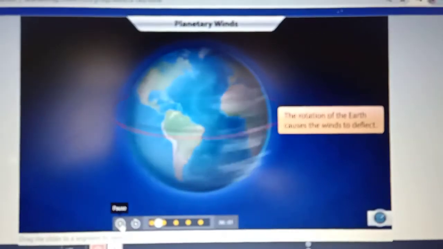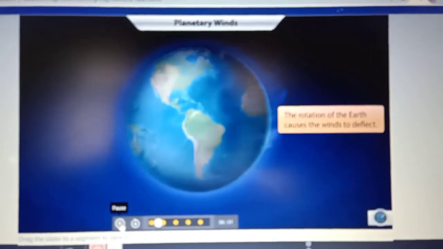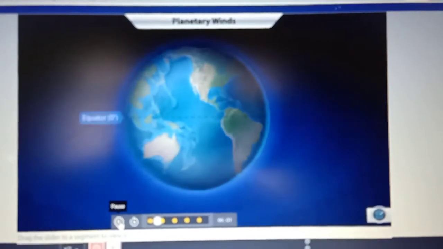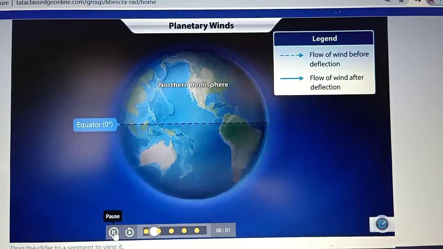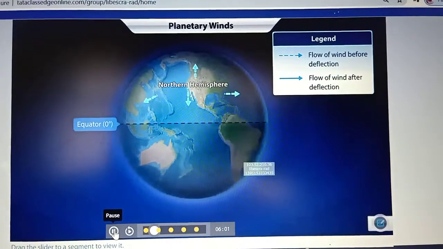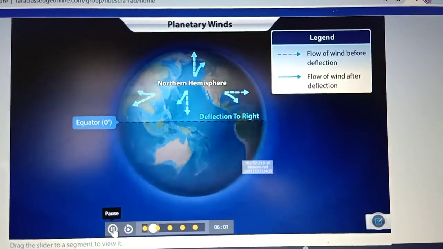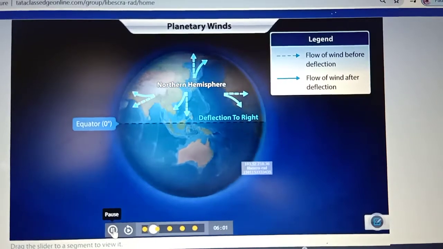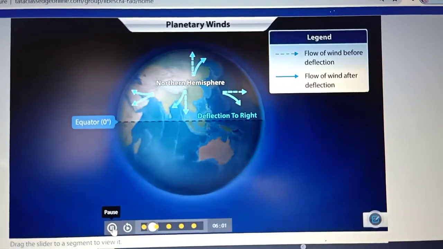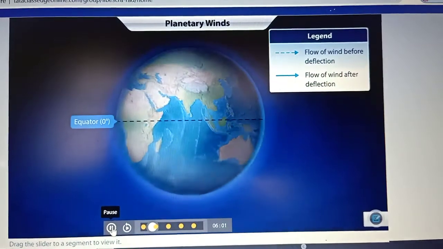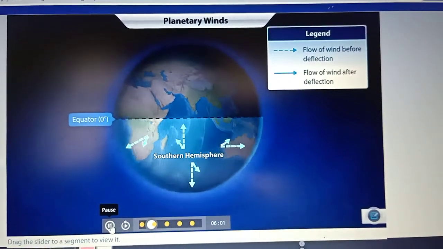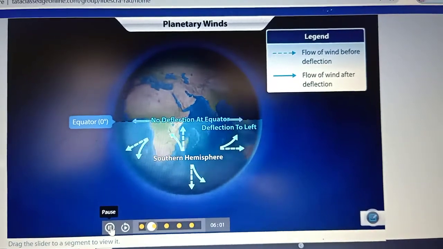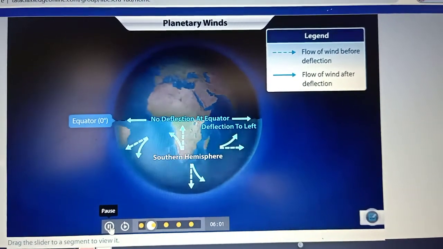The rotation of the Earth causes these winds to deflect. In the northern hemisphere, the winds are deflected towards the right, while in the southern hemisphere, the winds are deflected to the left, but no deflection is seen at the equator.